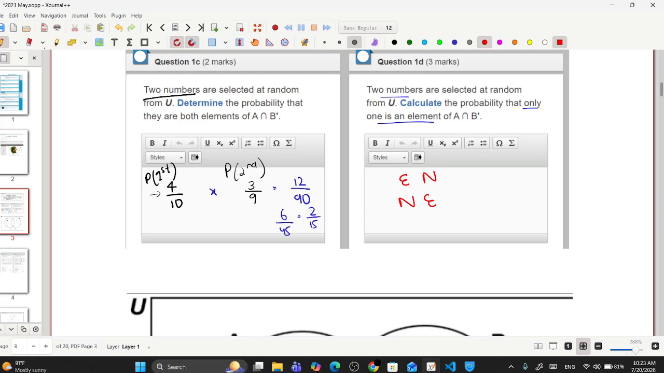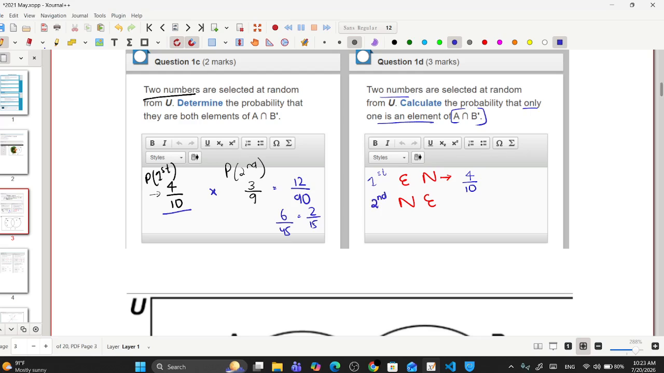Let's say in the first attempt we picked out an element. We know that the chances are 4 by 10, as we calculated in the previous part, of getting an element in our desired region. This is our desired region, consisting of the numbers 2, 4, 6, 8 and 10. Now, let's say this is our first probability and this is our second probability.